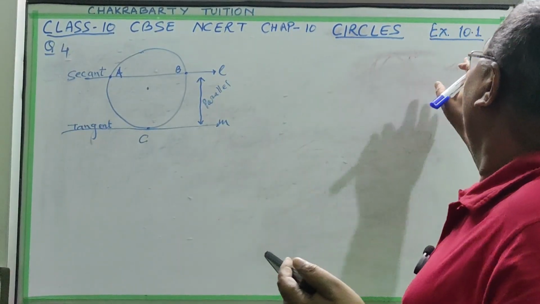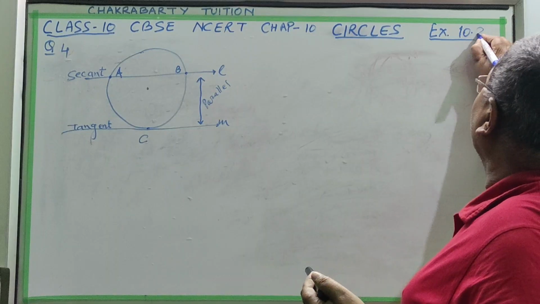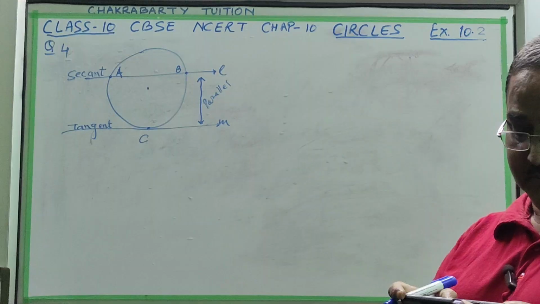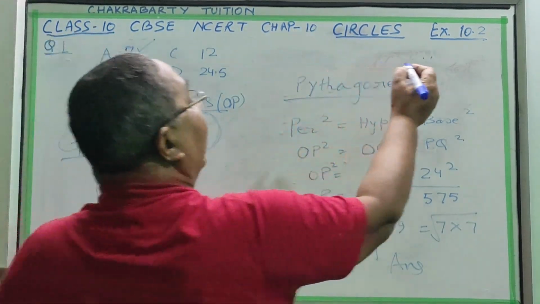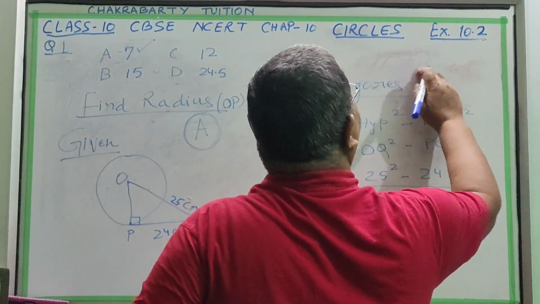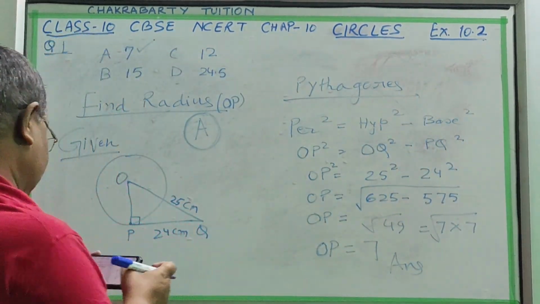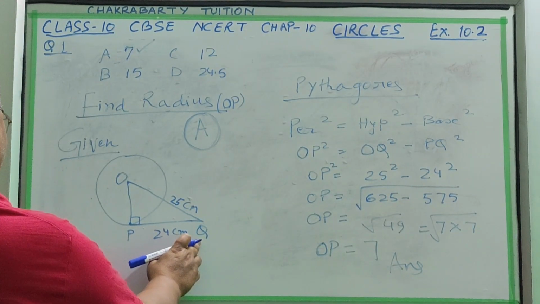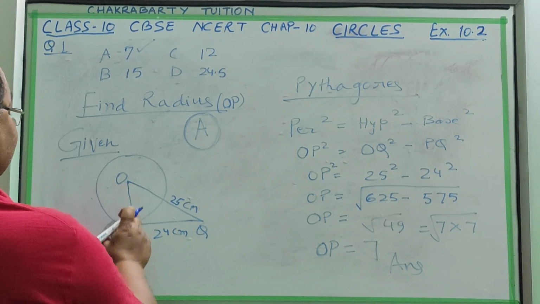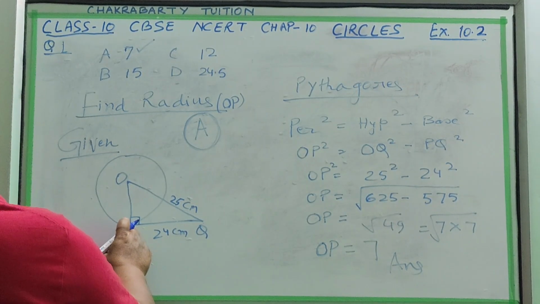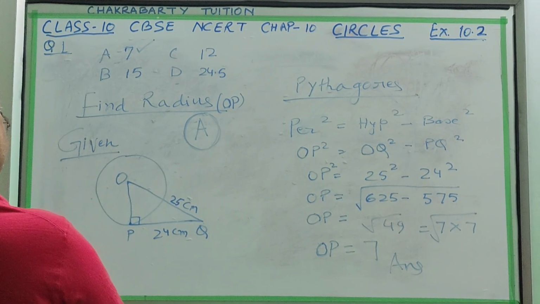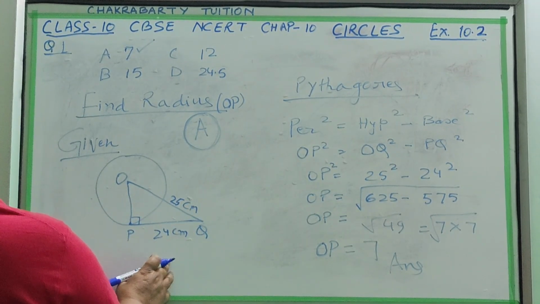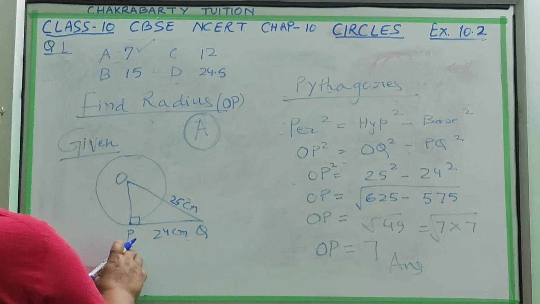Now exercise number 10.2 we will be solving. Hello, now question number 10 of exercise 10.2 we are going to do. Here in exercise 10.2, it is given that from a point Q, the length of the tangent to a circle, this is P, is 24 centimeter, and the distance of Q from the center is 25 centimeter. You have to find the radius, meaning OP.